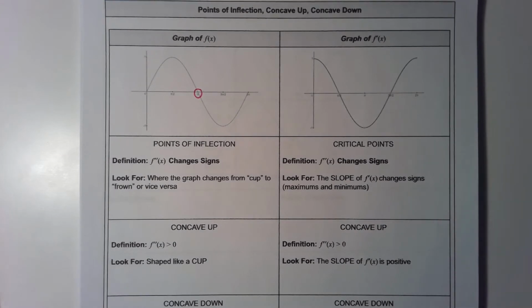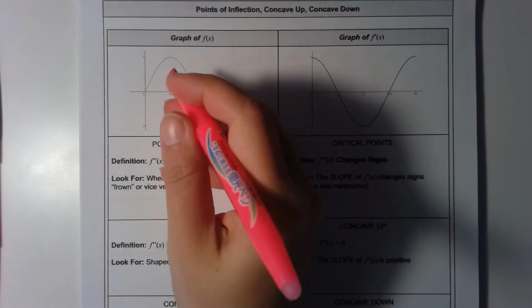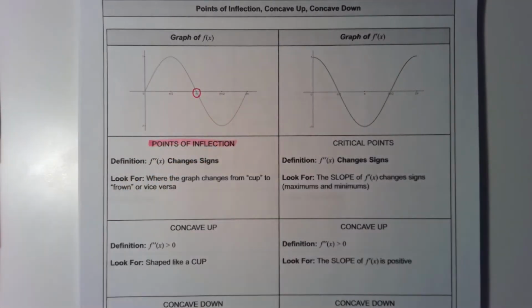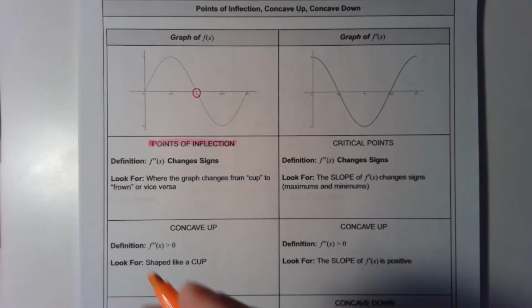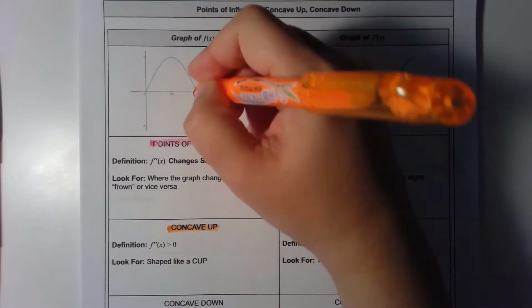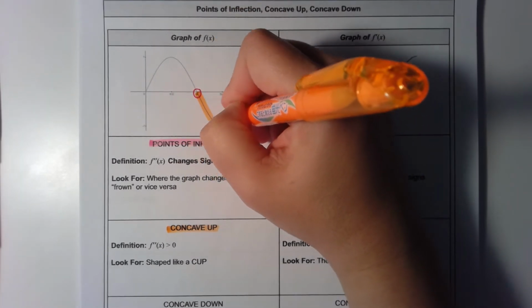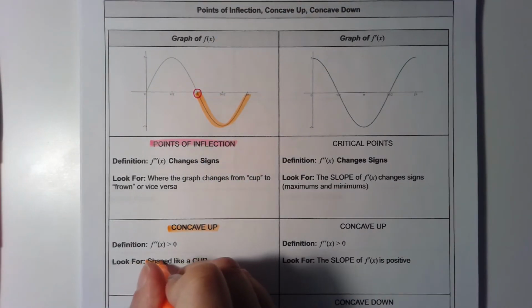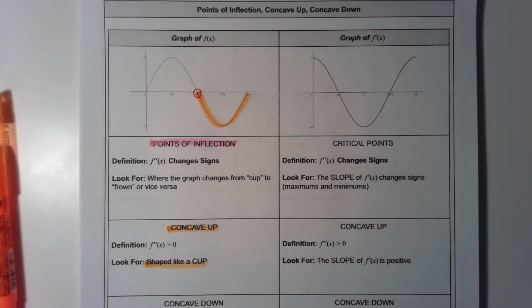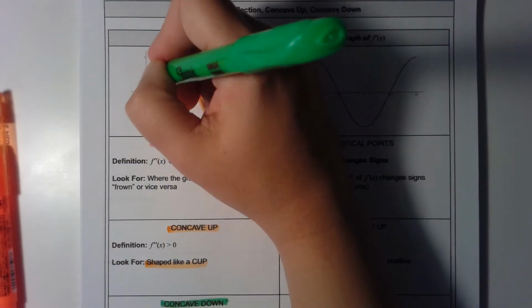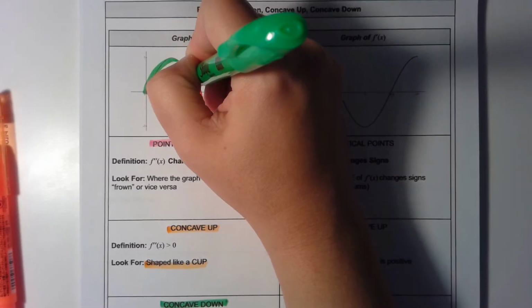We are going to be concave up when the graph is shaped like a cup. So over the interval where the graph is shaped like a cup, which in this case would be this interval here. And we're going to be concave down when the graph is shaped like a frown, which in this case would be this interval right here.